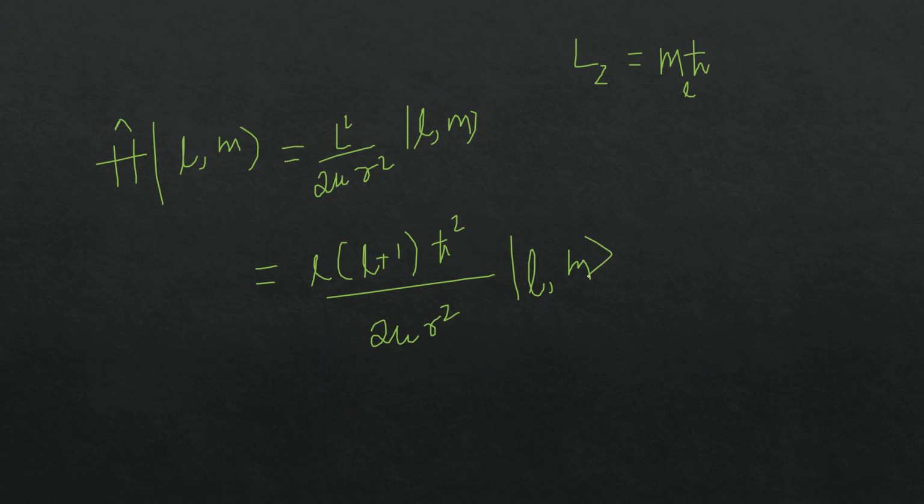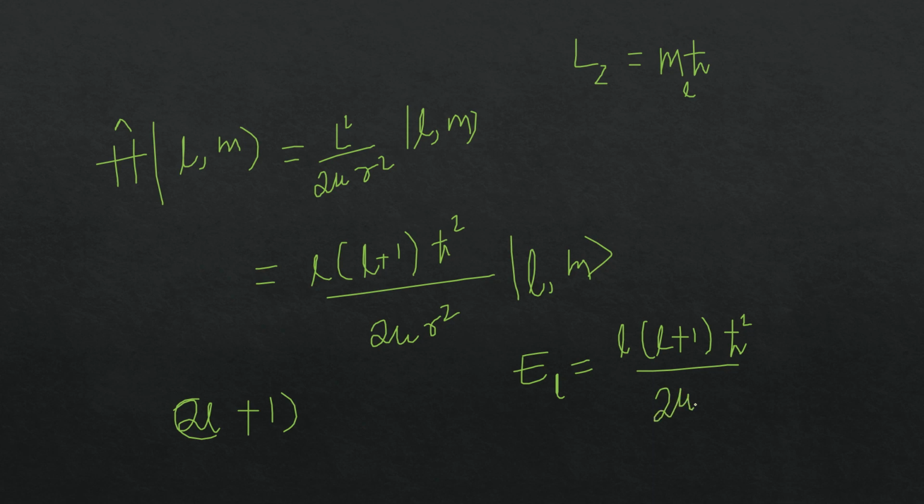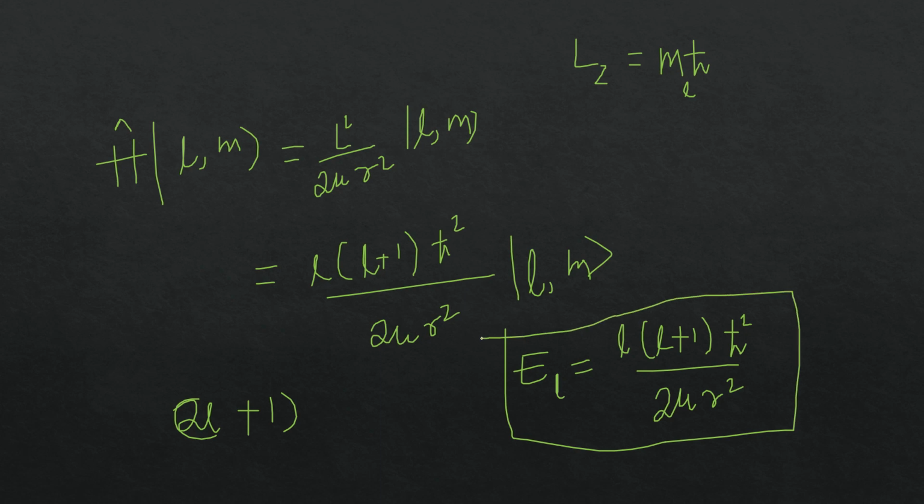What is the degeneracy? Like the previous question, the degeneracy will be 2L plus 1. And this will be the energy, because we know H psi is equal to E psi. So the energy values will be E_L is equal to L into L plus 1 h cut square divided by 2 mu r square. So these are the rotational energy levels of a diatomic molecule. This is the answer.